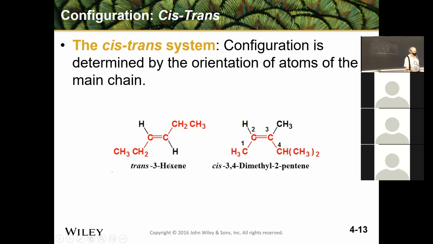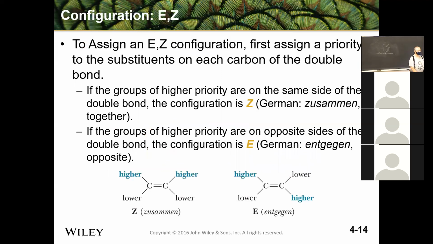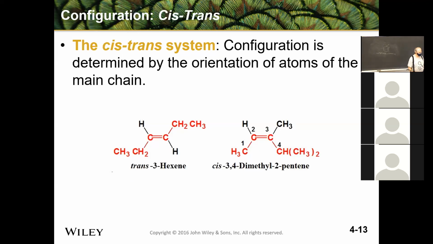So this is trans-3-hexene. This would be cis-3,4-dimethyl-2-pentene. So you indicate cis or trans just before the name.